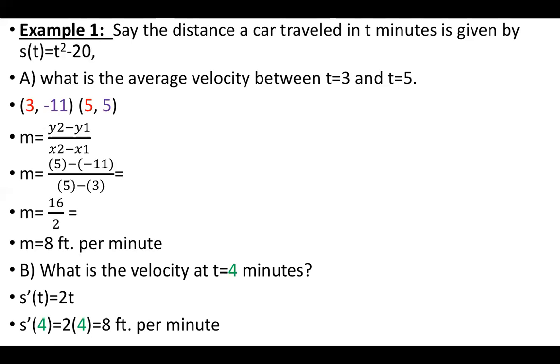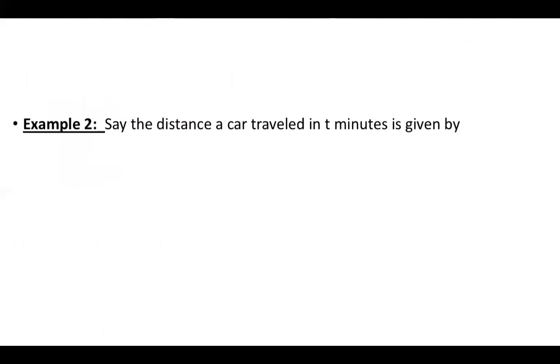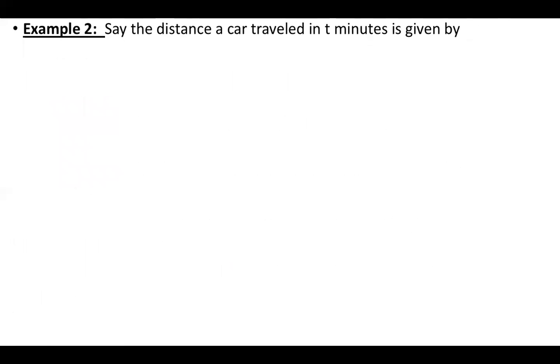All right, let's move on to the other parts of this one. So there's an example too. Okay, cool. So we got some more examples here. Say that the distance a car traveled is now given by a cubic function like this one. See, it's cubic because it has to the third power.